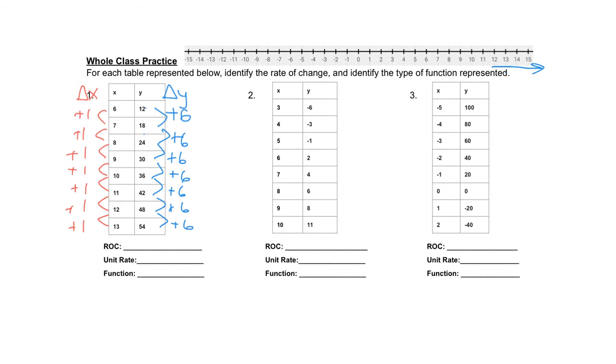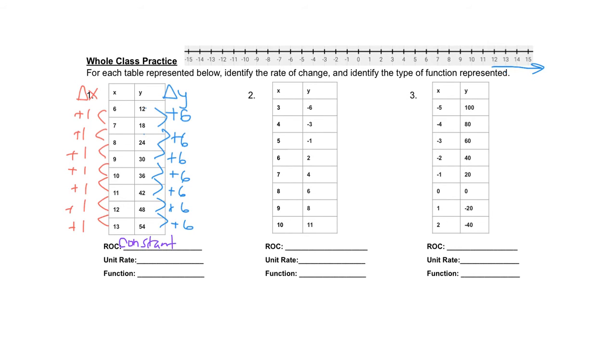So when you look at your table, if you look all the way down, 12 plus 6 is 18, 18 plus 6 is 24, and if you go all the way down, your change in y is increasing by 6, and your change in x is increasing by 1. And so all down here is increasing by 1. So because these values are the same, I know that my rate of change is constant. So I want you to write this on your paper here too, that this is constant.